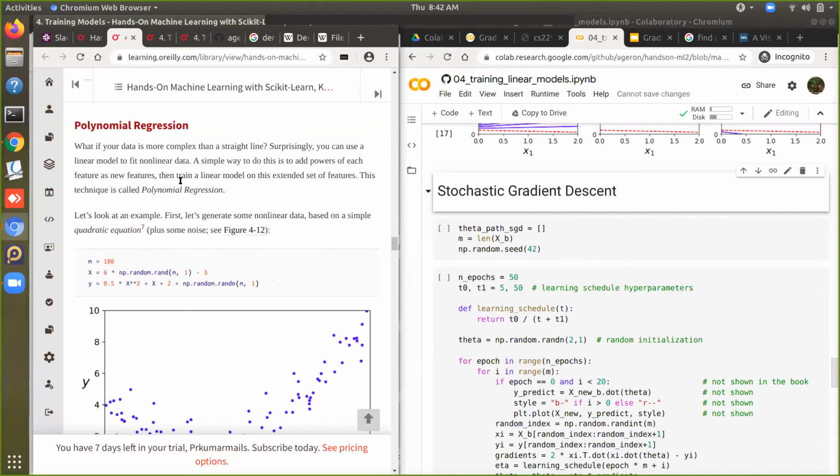And yeah, are there any other questions on gradient descent?